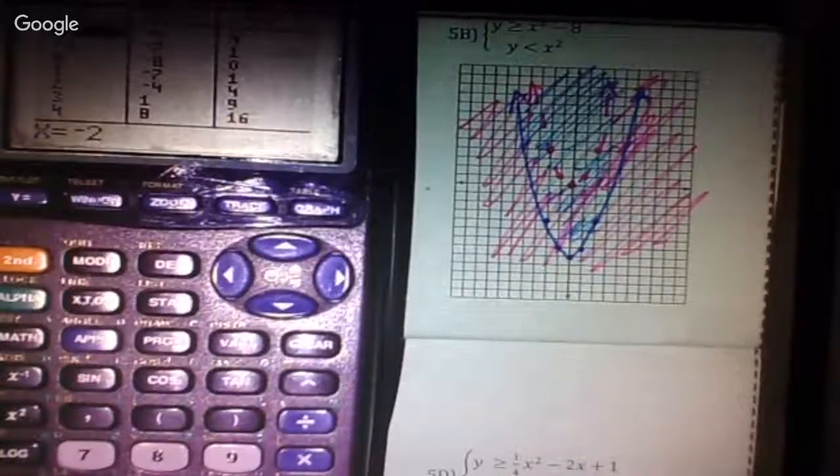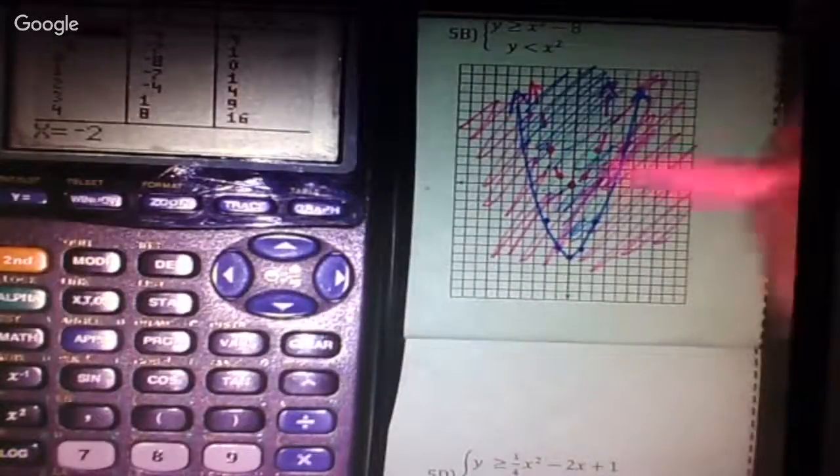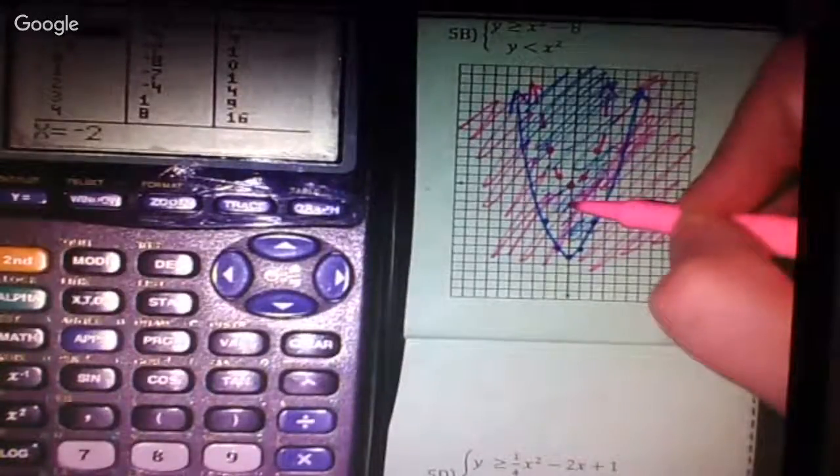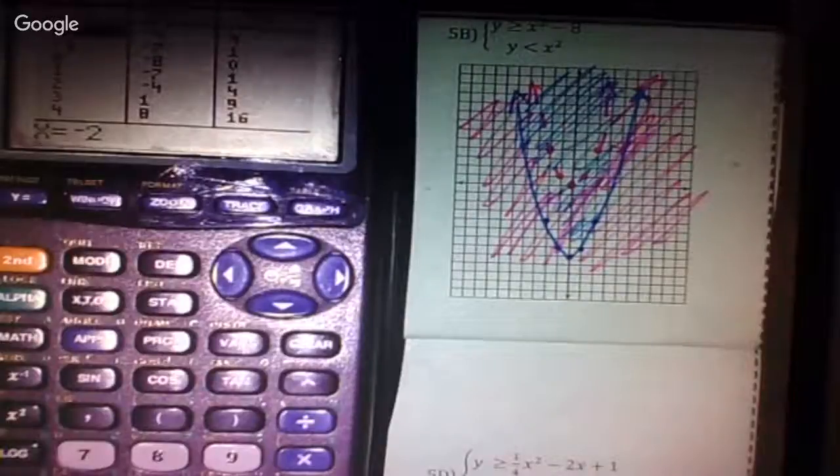Okay, so they may give you a picture like this and say, the point 0, negative 2, is it a solution? So if you would go to 0, negative 2, that's right here. Is it in the double shaded region? Yes. Therefore, it is a solution. Okay. Yes, ma'am.